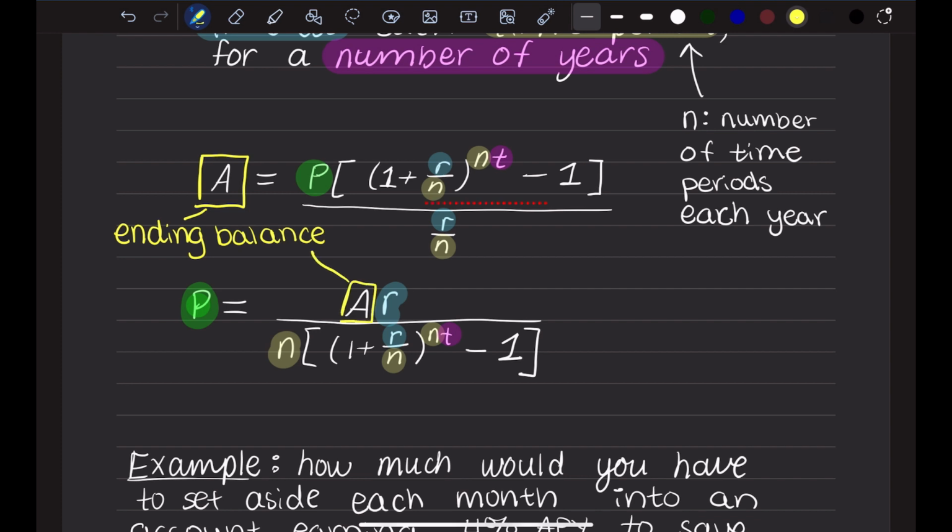The first formula is good for when we know how much we're putting aside each month and we're trying to figure out what our ending balance is going to be. Like that's the question: what's the ending balance? This second formula is good when we have a goal ending balance and I want to make sure that I get that ending balance in a particular number of years, and so I'm trying to figure out how much my payments or deposits should be.